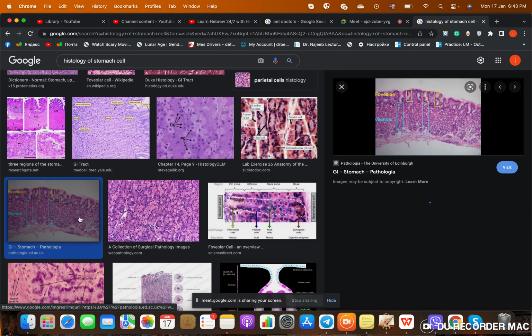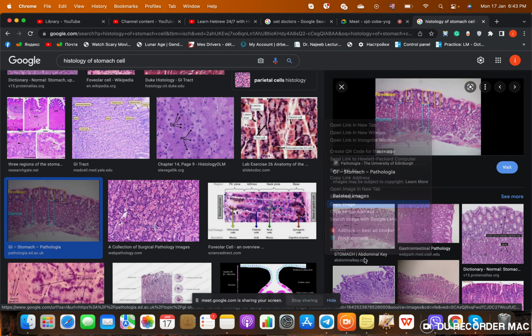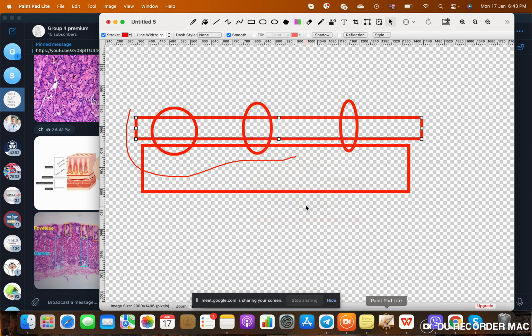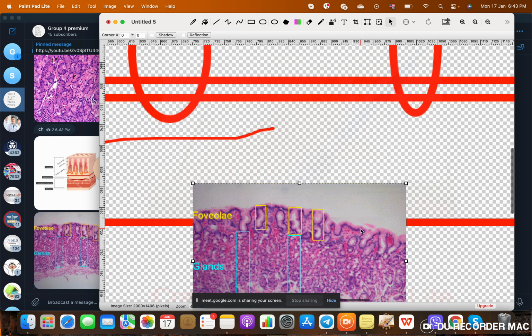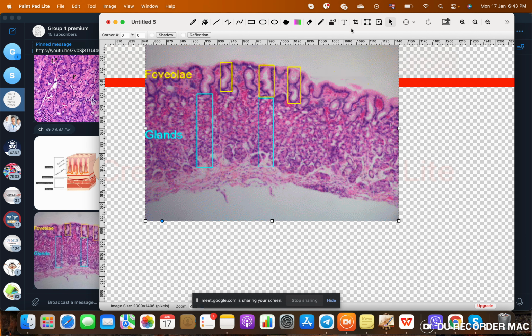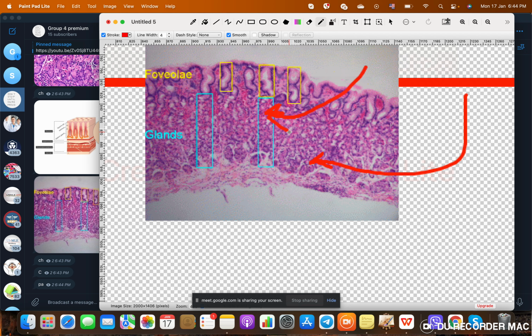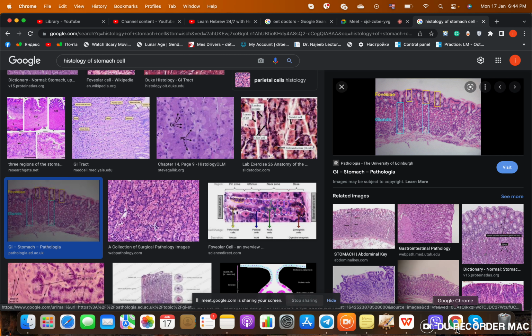Let's see. Yes. They take a picture from here, and they just give you some random arrow that is pointing downward. What will you choose? Chief cells, absolutely. If the arrow was pointing upward at the pinkish area, parietal cells. That's it. Not that difficult.